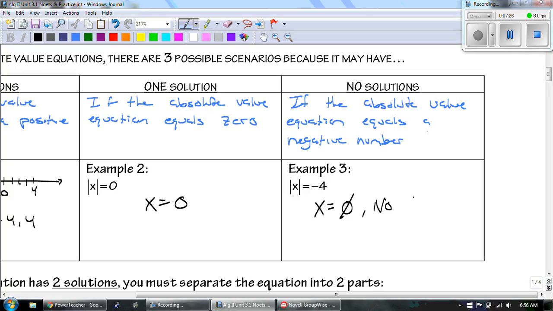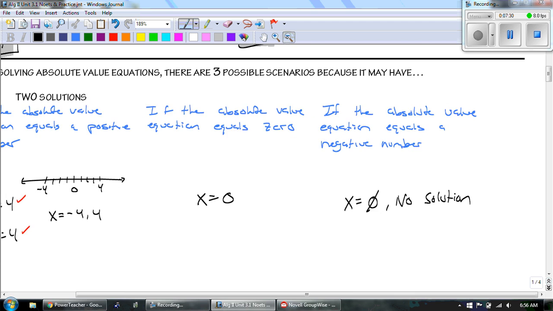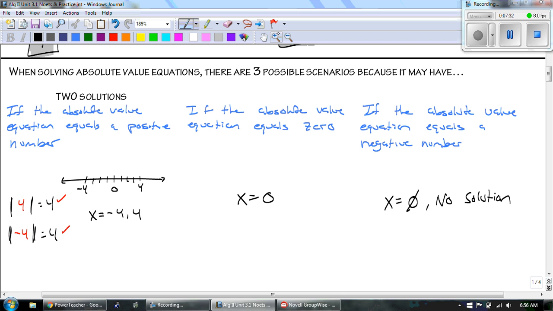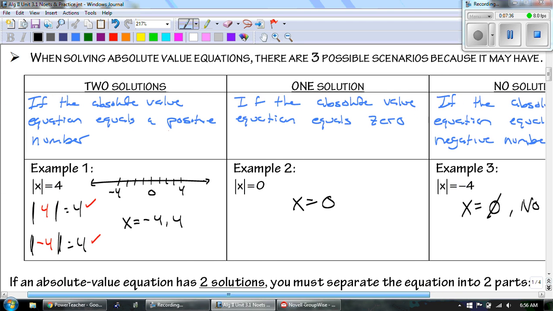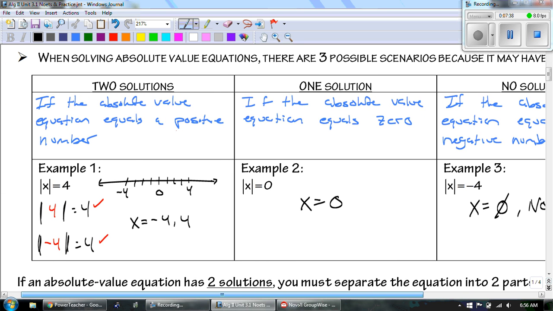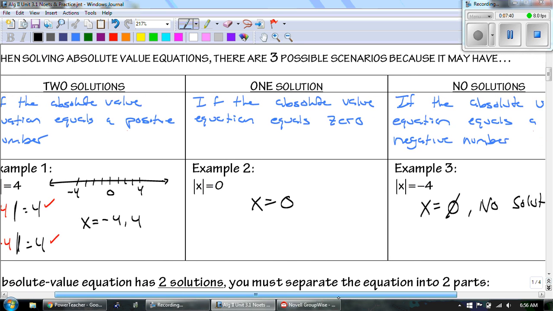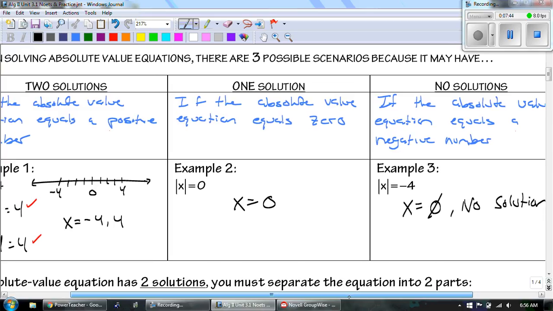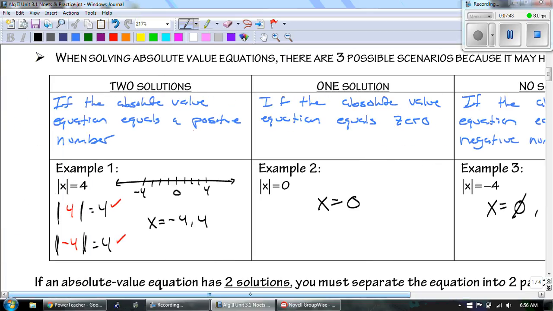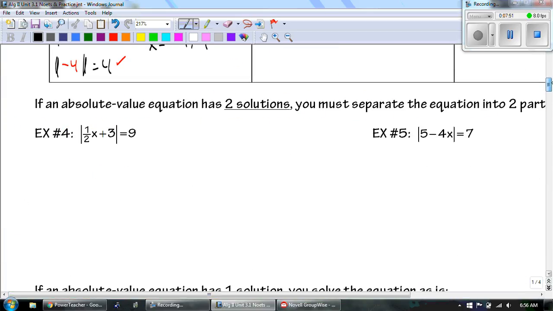Or you could just write it out. Okay? Sorry, for some reason, it doesn't want to look all nice and pretty when I'm zoomed out like that. Okay? So two solutions is when it equals a positive number. One solution is when it equals 0. And no solutions is when it equals a negative number. Okay, so how do we solve this?